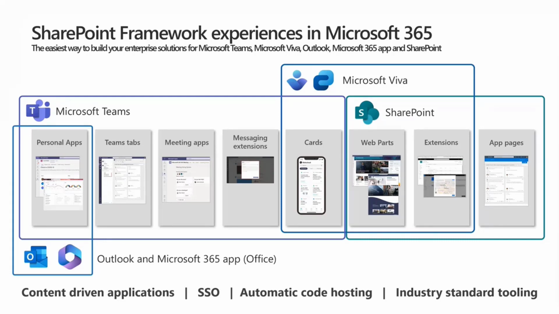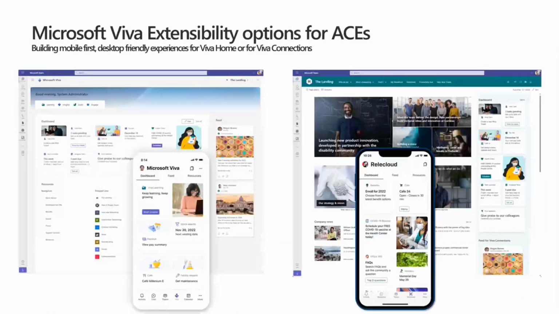Technically, however, the ACEs are card specific, and they are rendered either in Microsoft Viva Home, which is the one on the left side, or in Viva Connections, which you can see on the right side. So there's a bit of a difference between Viva Home and Viva Connections. There's going to be more information on the Viva Home rollout, capabilities and options in the future.